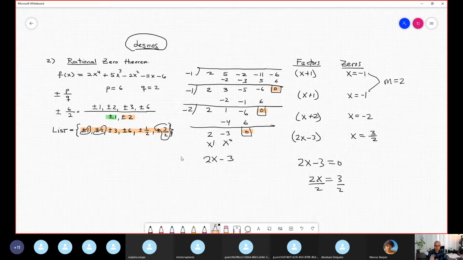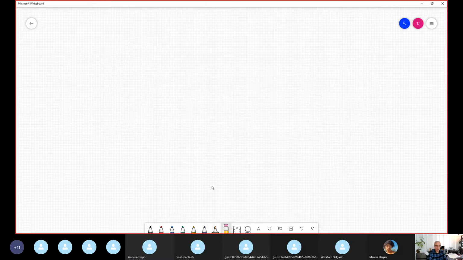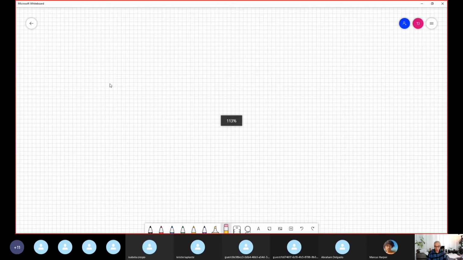Okay, one more clue. One more clue I want to explain. May I erase the board? Yes or no? Yes. Okay. Another rule that somehow gives me information about the zeros of the polynomial is called Descartes' rule. Descartes.